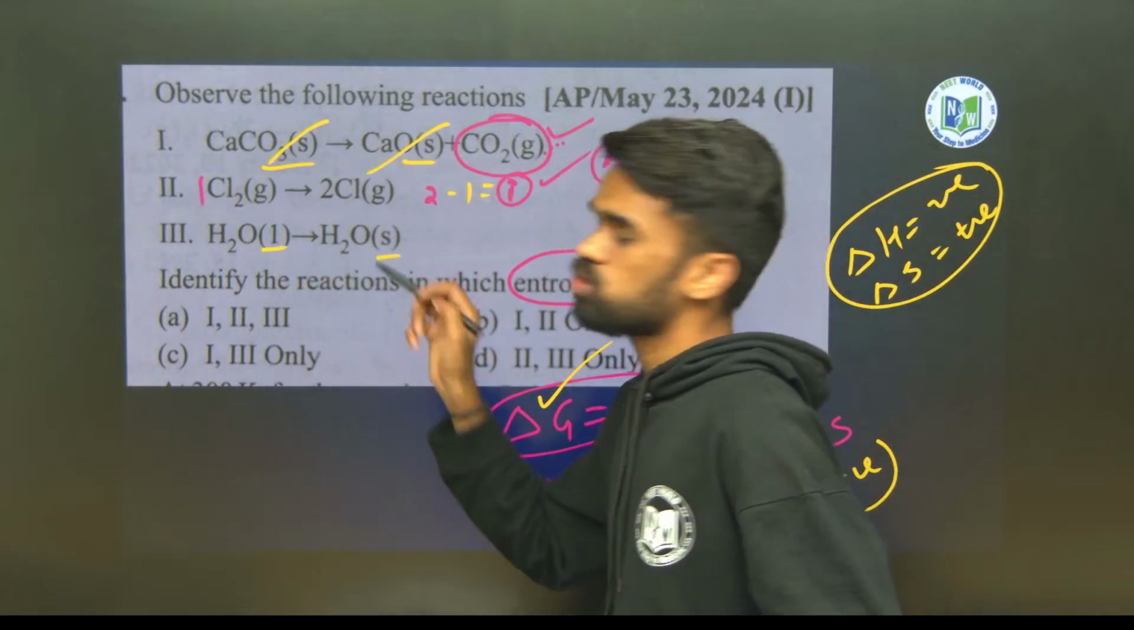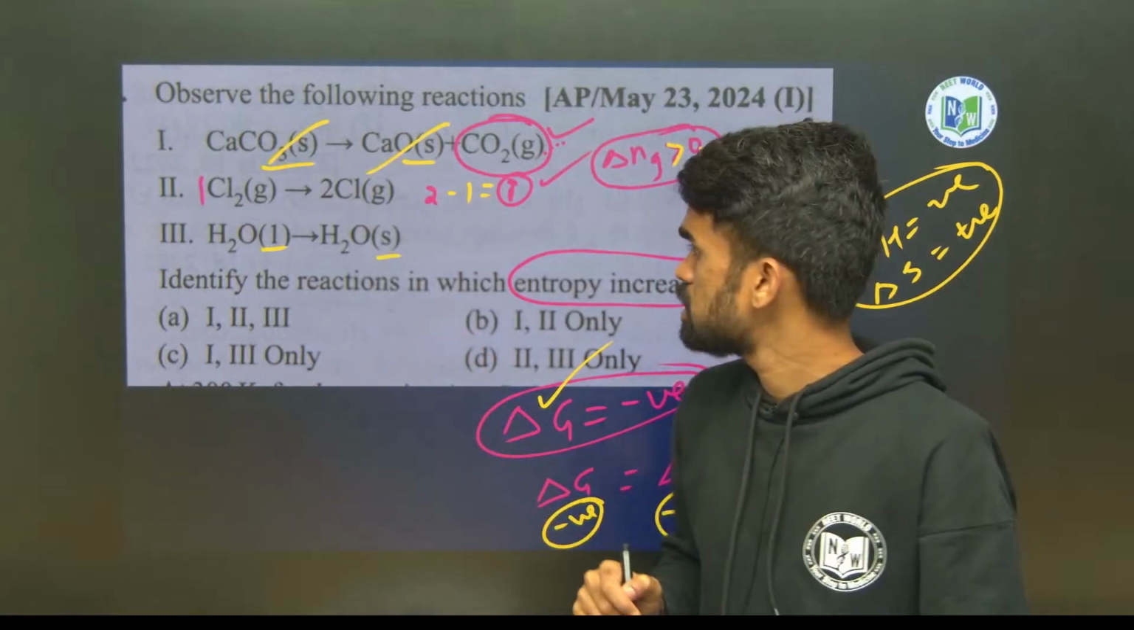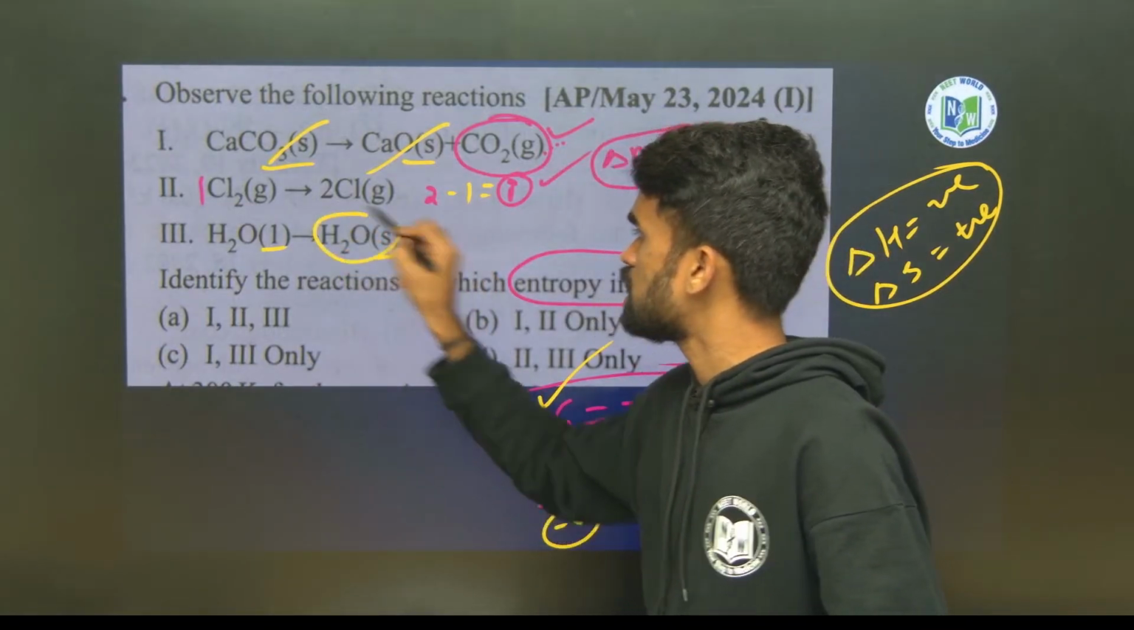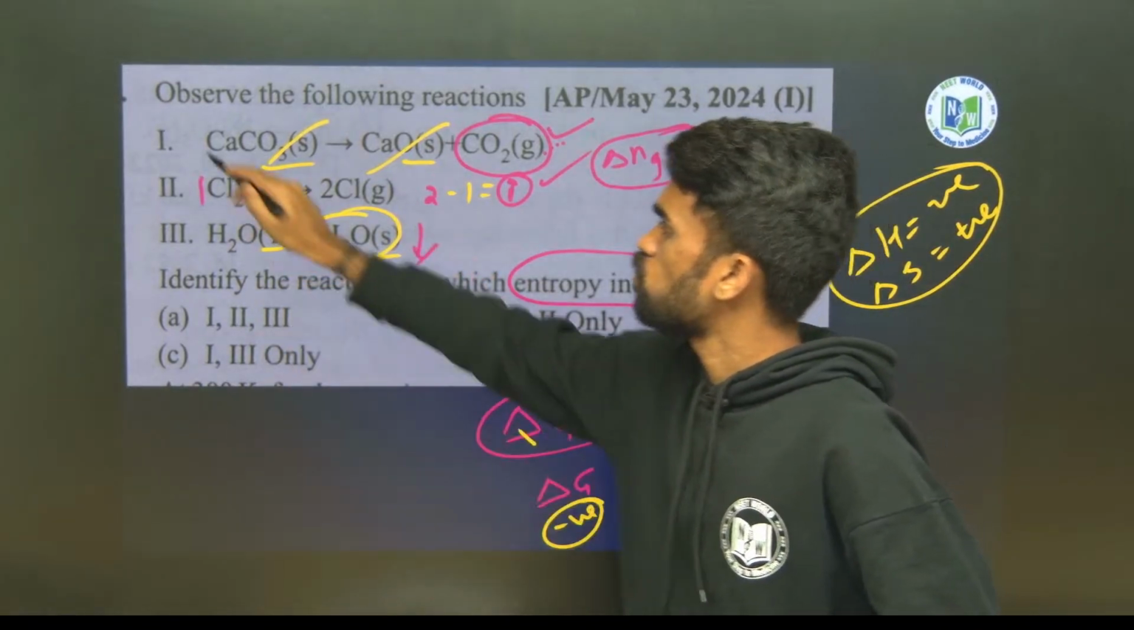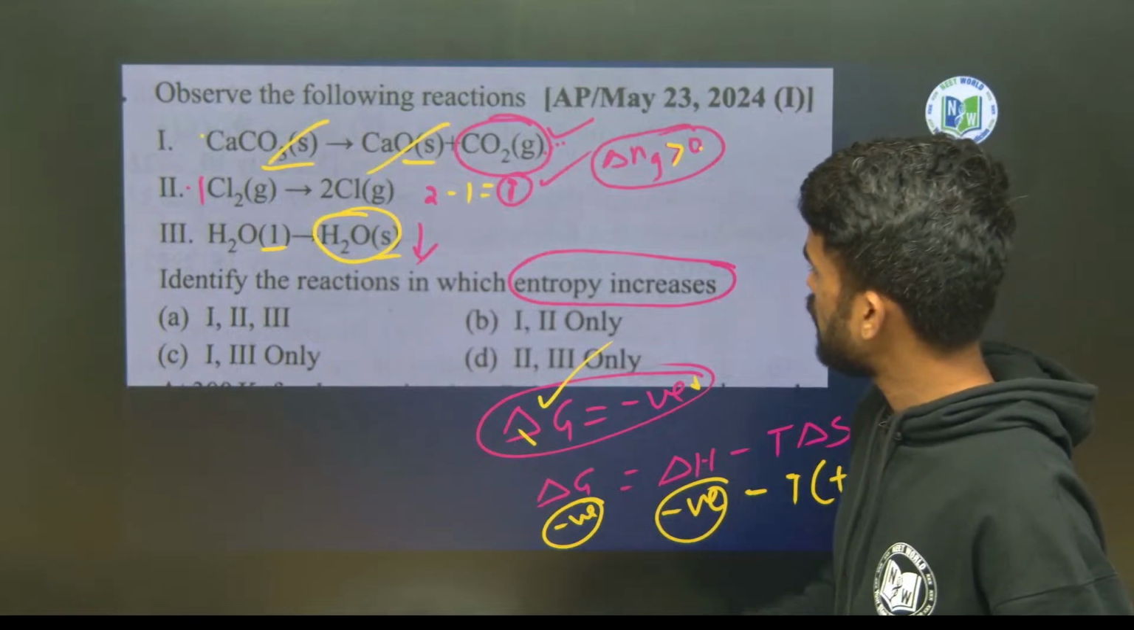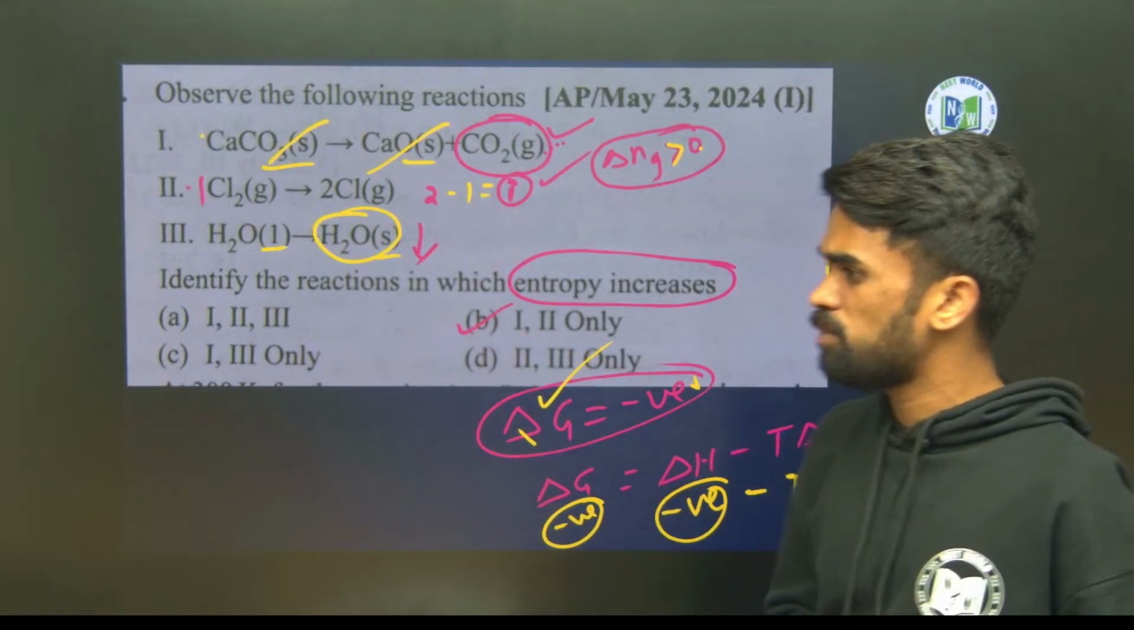Liquid converting into solid, what happens? Disorderness decreases as the solid particles are closely packed, so entropy decreases in this case. So 1 and 2 will be your answer, only 1 and 2, option number B will be your answer for this, okay.